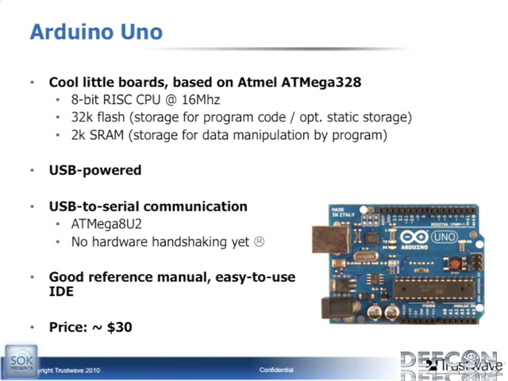But your dynamic data structures, which, of course, network data is, if anything, dynamic. You have to store that in your SRAM. USB powered. There's serial communication with a chip. It's called the Atmega U2.